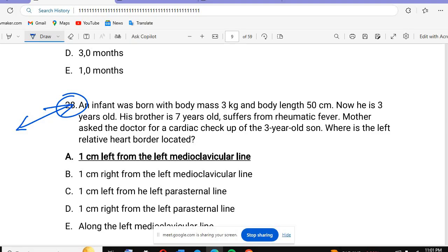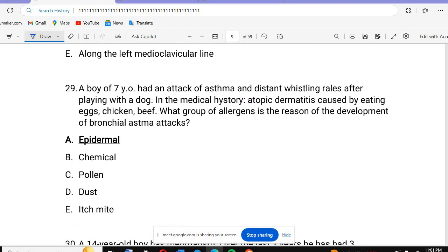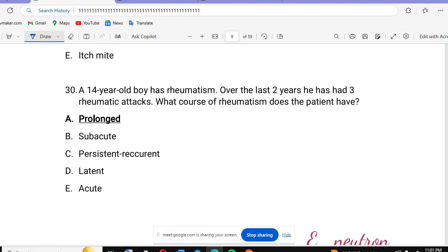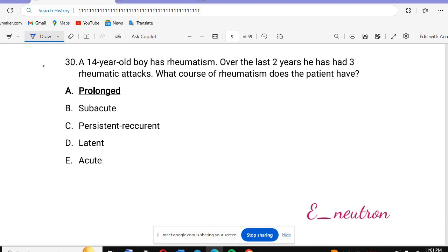Okay, you can see this image, that is the borders of heart-related dullness. And this is not so important, so I'm not going to discuss it. Just remember this question. This type of question will not come in the exam. The rest is all about the respiratory, which we're going to discuss tomorrow.